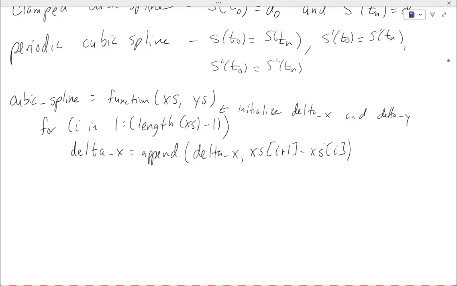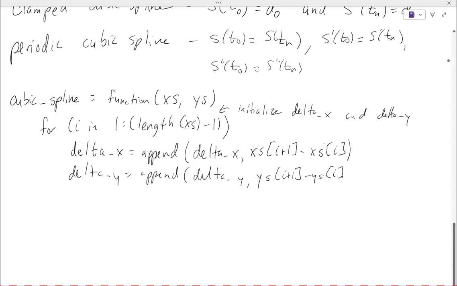But we also need to do one of these for the y's, right? So that should get your deltas created. We agree? That was a good start, right?